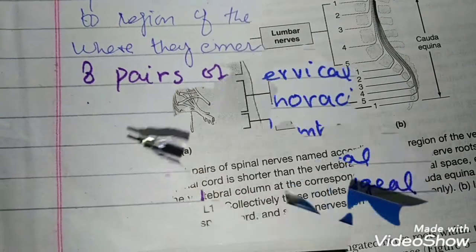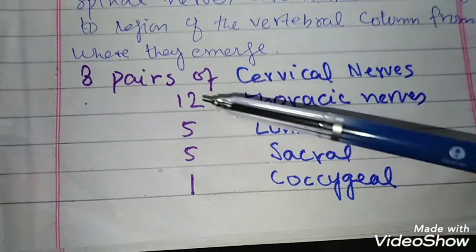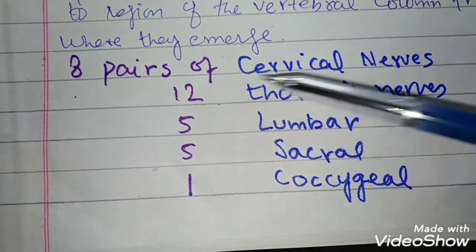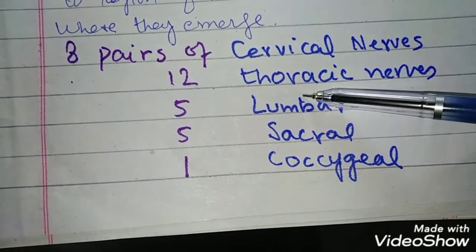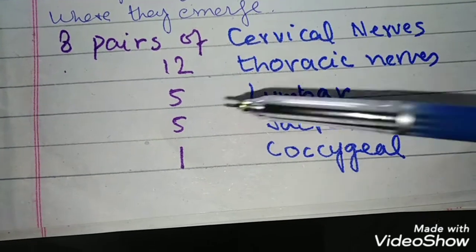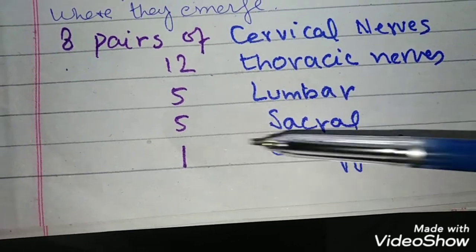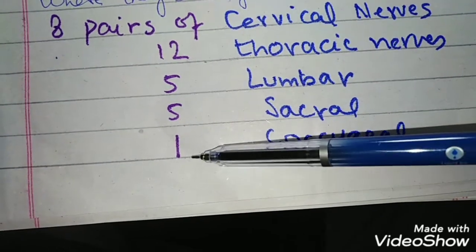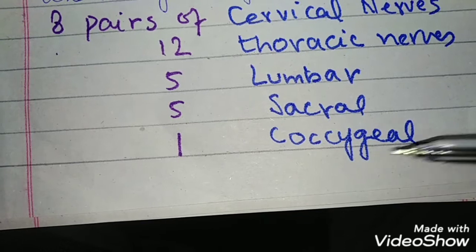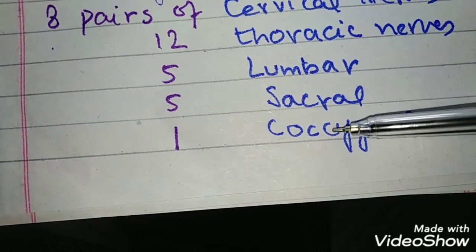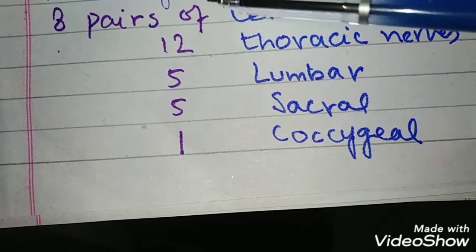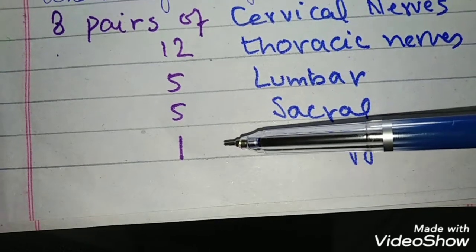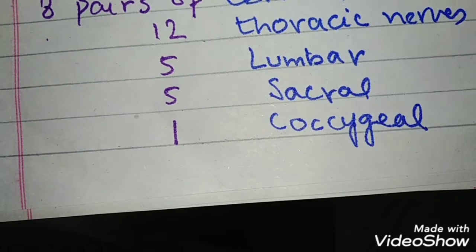Let us talk about the number of nerves which originate from the spinal cord in different regions. 8 pairs of cervical nerves, cervical refers to the neck. 12 pairs of thoracic nerves, and thoracic refers to the chest region, and 5 lumbar nerves, abdominal region, 5 sacral nerves, pelvic region, and 1 coccygeal nerve, the lower region. These are the numbers of nerves that arise from different regions of the vertebral column, and they are named after the region from where they emerge.